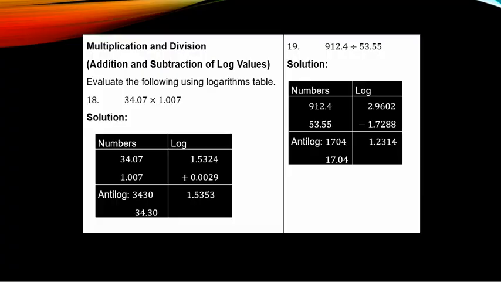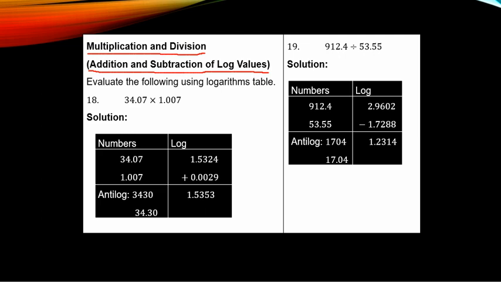So we take the first set of operations, that is multiplication and division. Anytime we are multiplying or dividing, it implies addition and subtraction of log values. When we are multiplying, the log values are added, and when we are to divide, the log values are subtracted. Let's take examples. Evaluate the following using logarithm tables.